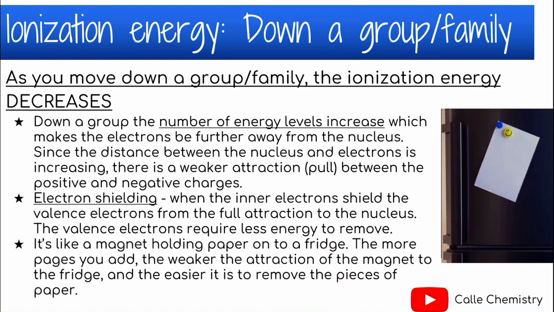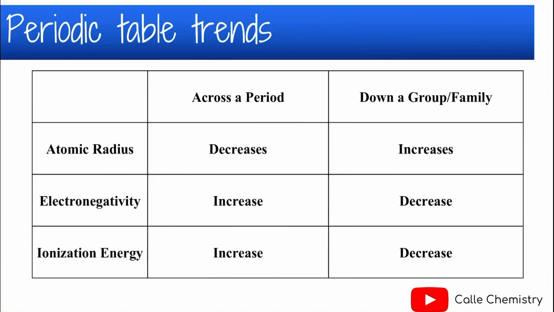You can think of this as like a magnet holding on to paper on a fridge. The more pages you add, the weaker the attraction between the magnet and the fridge. And now it's easier to remove the pieces of paper. Now here we have a summary of the periodic table trends we have discussed and how they change across a period and down a group.